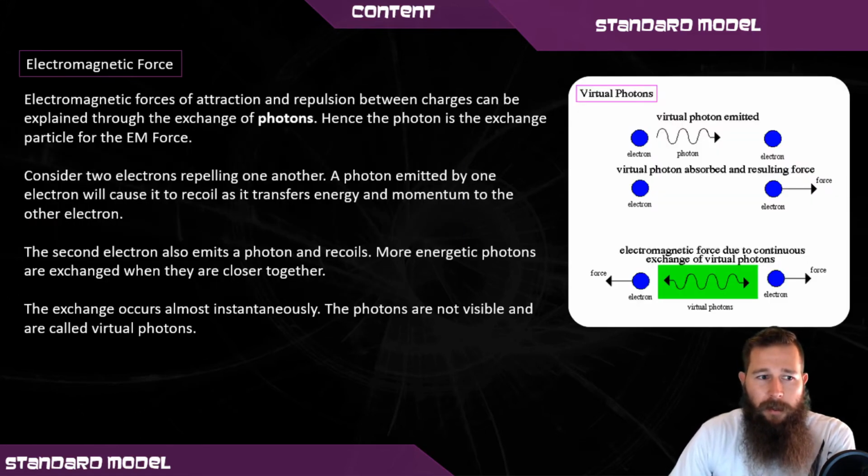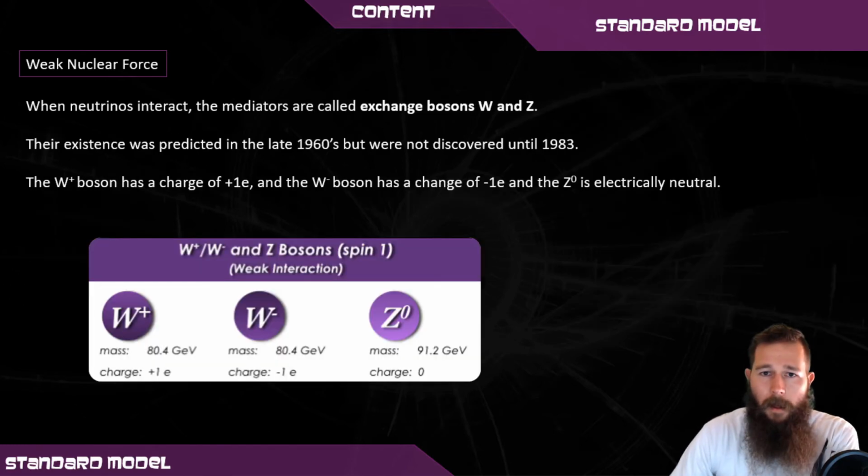So when we're looking at electromagnetic forces, and there is a force of attraction or repulsion, this can be explained through the interaction of photons. So let's consider 2 electrons repelling each other. There's an electromagnetic force because we're talking about charged particles. Now, a photon emitted by 1 electron will cause that electron to recoil. And then when the other electron receives that photon, it will also feel that force in the opposite direction. This exchange is almost instantaneous, and the photons are not actually visible. They're called virtual photons.